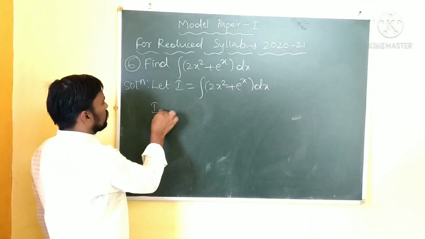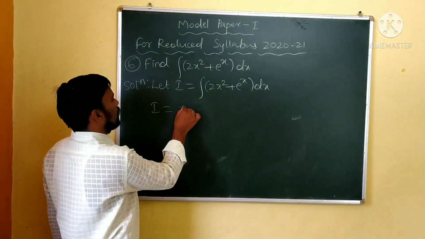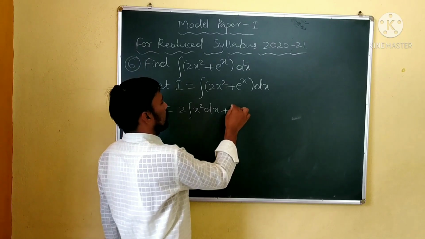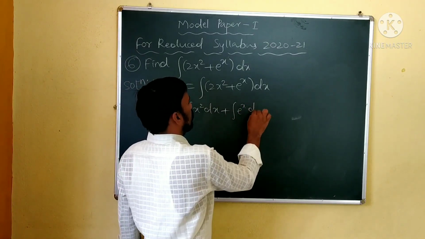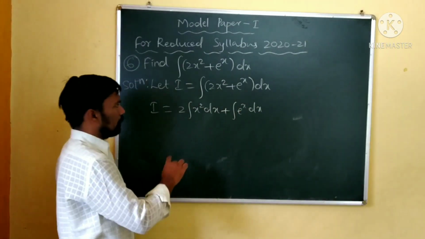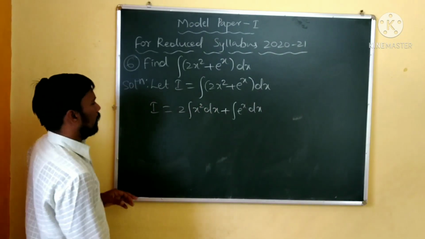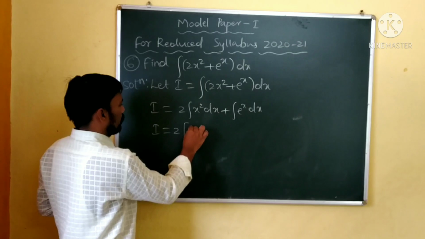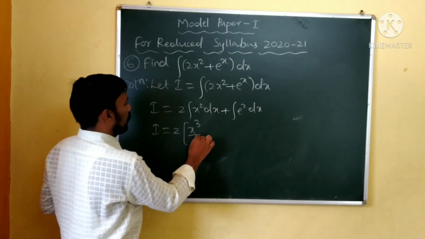I is equal to the integration of x square dx plus the integral of e raised to x dx. Take the integral for both the terms separately. I is equal to, as it is, the integration of x square is x cubed by 3.